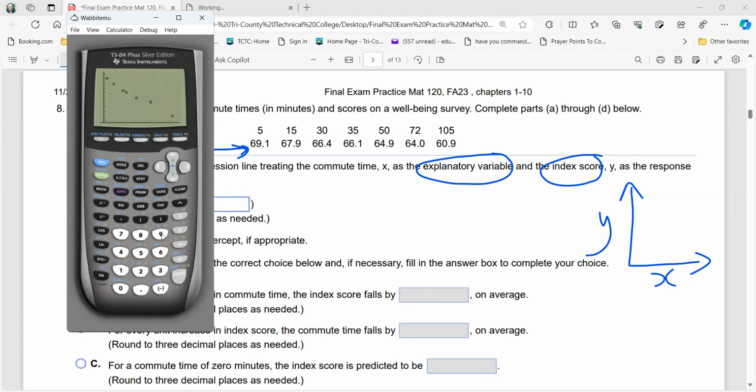Okay, you eyeball your data and you see that the scatter plot shows it has a negative slope. Excuse me, I forgot to turn this on, but it's not too late to turn it on. Okay. So then I know I'm going to have a negative slope and a negative coefficient of correlation.